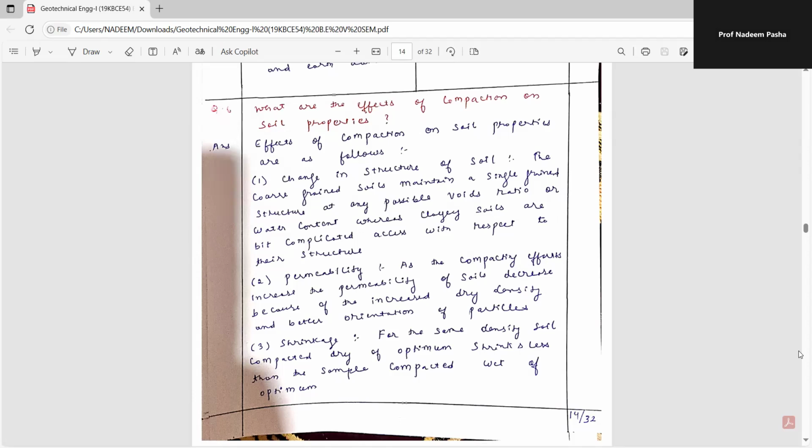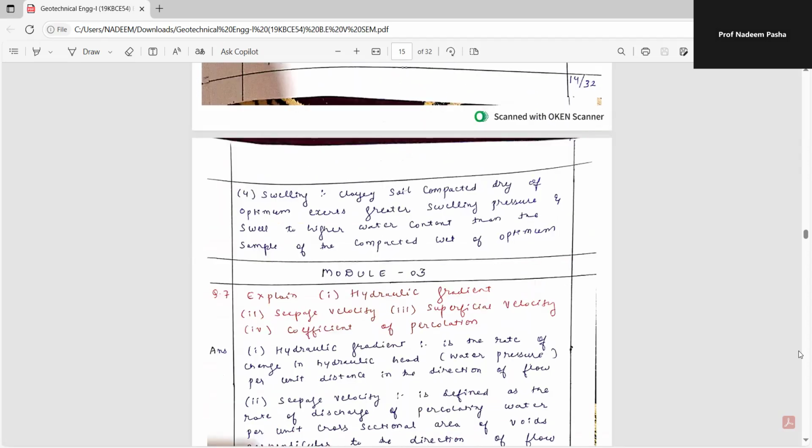Shrinkage: for the same density, soil compacted dry of optimum shrinks less than the sample compacted wet of optimum. Swelling: clay soil compacted dry of optimum exerts greater swelling pressure and swells to a higher water content than the sample compacted wet of optimum.